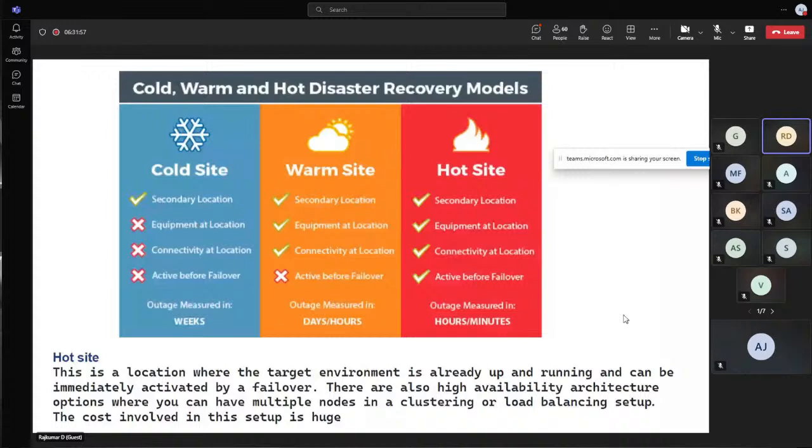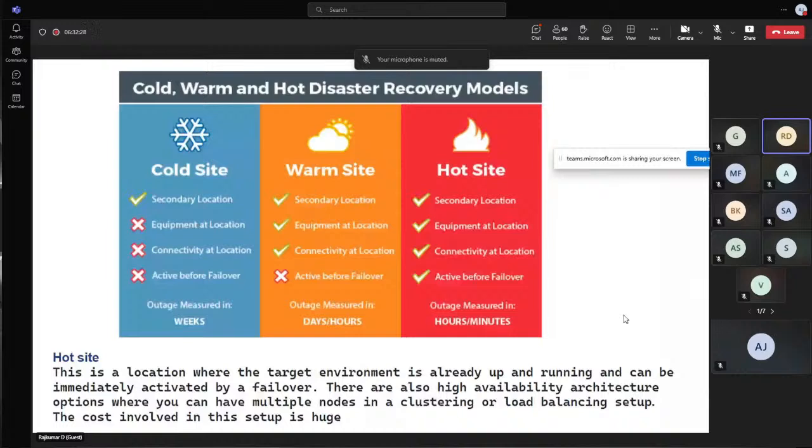What happened to the server? What went wrong? Do all this analysis in the background and bring the site back again. In the warm model, active-passive failover is still not there. You only have a site, equipment and connectivity, and I need to build something, put in some virtual machines, within 8 working hours or 24 hours. Are you okay with that? If it's okay, then let's go with the warm model of disaster recovery.